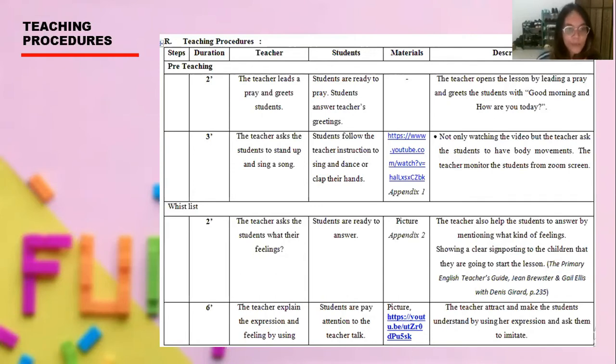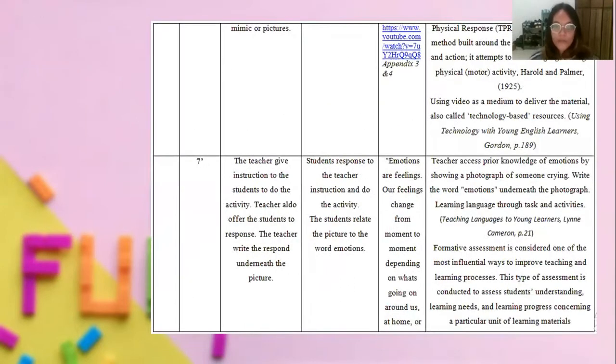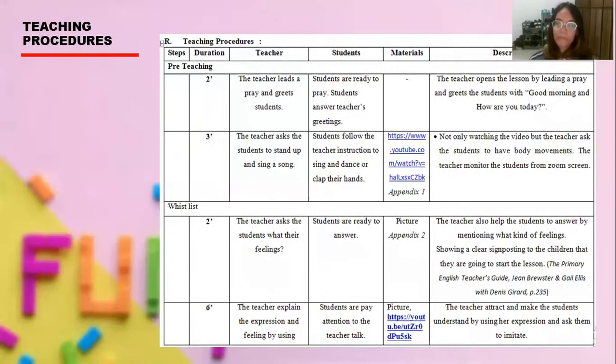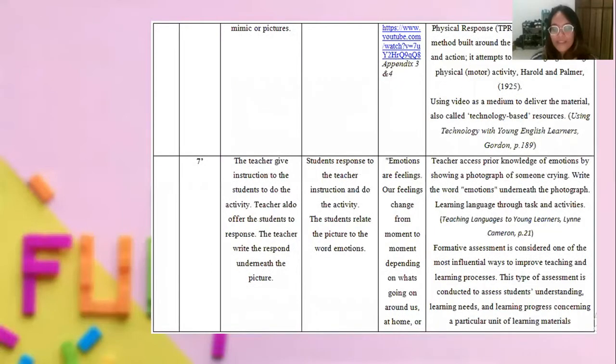And then the next list will take 6 minutes, where the teacher explains the expression and feeling by using mimic or pictures. And the students pay attention to the text and to the teacher's explanation in this stage. So the materials will be taken from a YouTube video. The teacher will play some videos from YouTube, and the description is the teacher attracts and makes the students understand by using her expression and asks them to imitate.